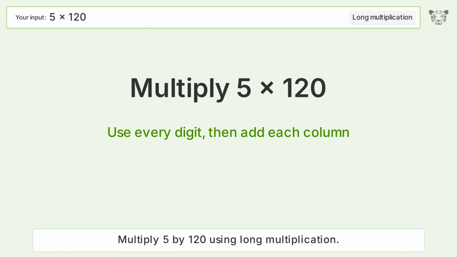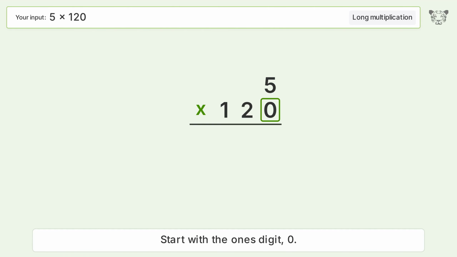Multiply 5 by 120 using long multiplication. Start with the ones digit, 0. Multiplying by 0 makes this whole row 0. The first partial product is 0.